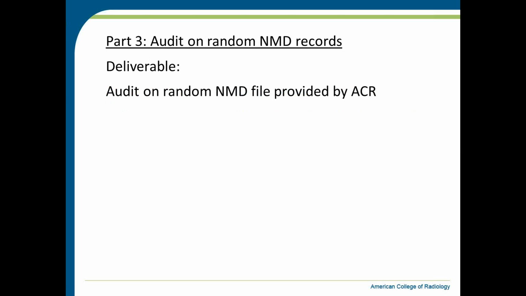Part 3 consists of our supplying you with a file of random NMD 3.0 records, about 200, and you need to provide us with an audit on those records. So this implies that you have to have the ability to read NMD 3.0 records. Now, the software that you supply to your clients does not have to have that ability, but in order to perform this part of the certification process, you'd have to have some way of reading an NMD 3.0 record so that you can provide us with the audit.